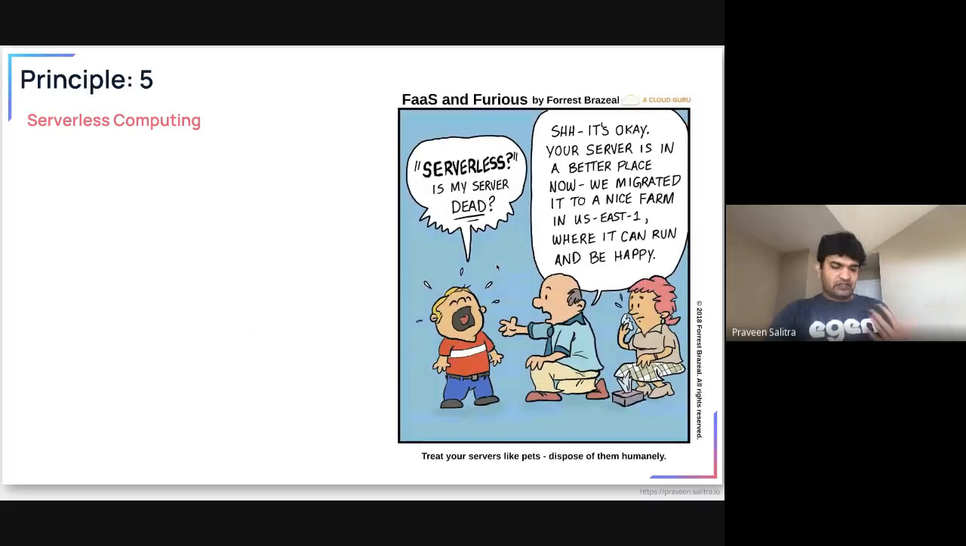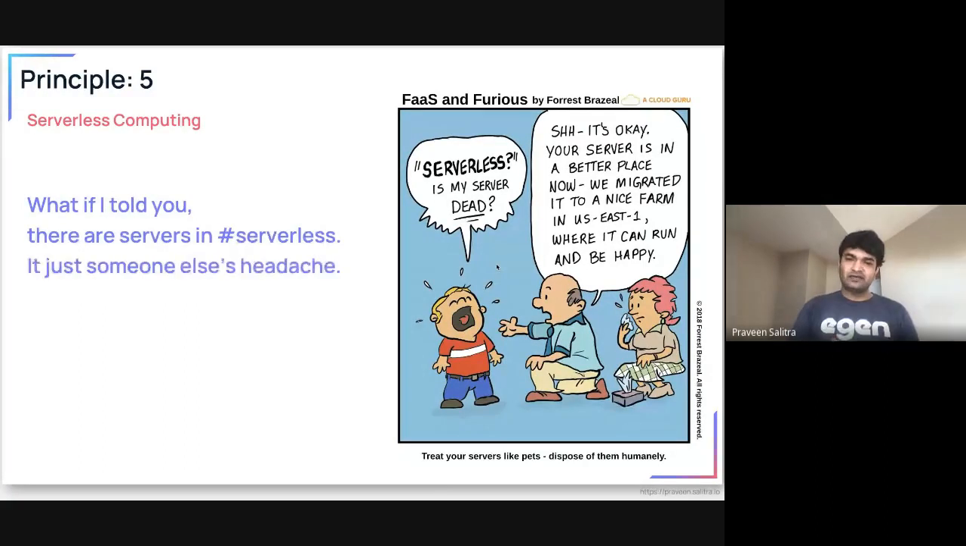Next one, which is the hot topic for the last couple of years, is serverless, right? Serverless does not mean you are not using servers at all. It's just that there are servers in serverless. It's just that those are not your headache. And when I say yours, meaning you, the engineer, you, the founder, you, the engineering lead or leaders of a company or a product. The headache is of the cloud providers for them to manage, right?